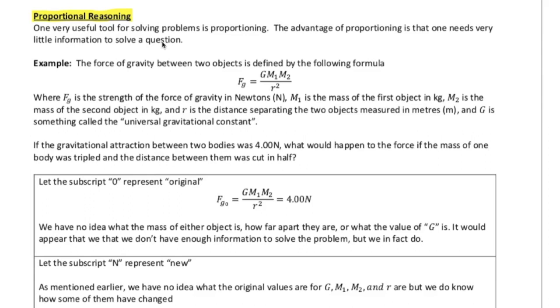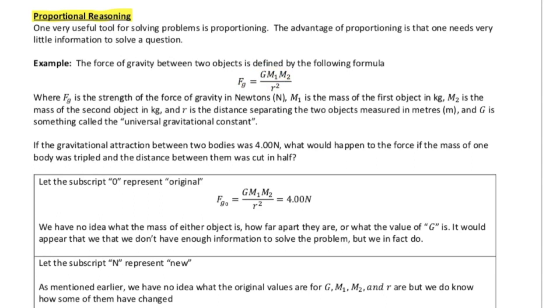In fact, some of the most important problems in physics in history have been solved without actually knowing all of the information necessary. And we're going to do an example. We're going to use a formula called the force of gravity. So the universal gravitational equation, which is this one right here, which we're going to be talking about a little later in the course, helps us to determine the force of gravity between any two objects.